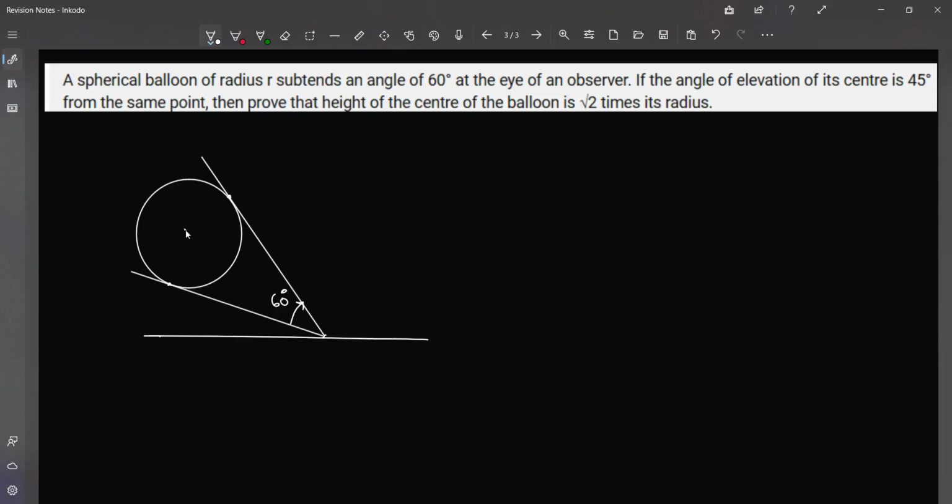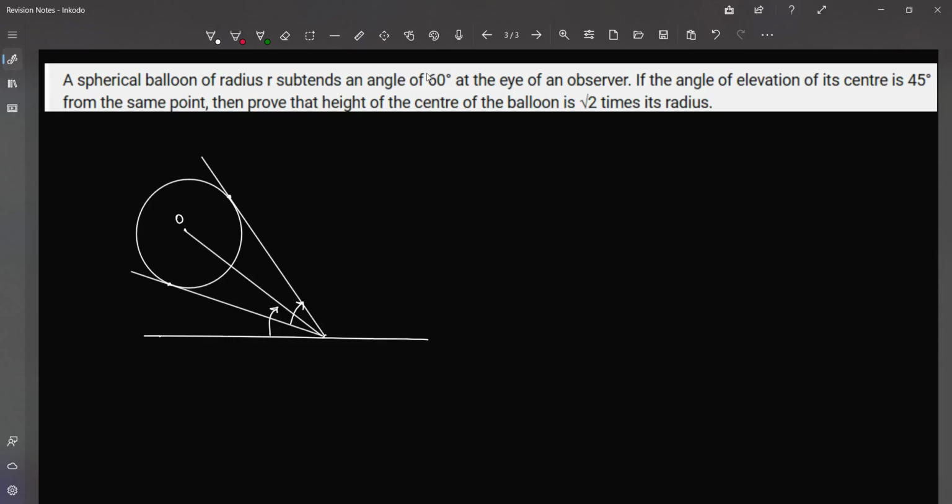We are going to mark the center of the circle. There is one more piece of information given. The angle of elevation of its center is 45 degrees. Now comes the angle of elevation, which means the angle of elevation now is formed with respect to the ground surface. And this will be 45 degrees. This angle will be 45 degrees.